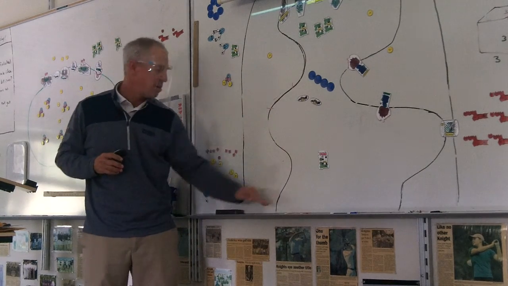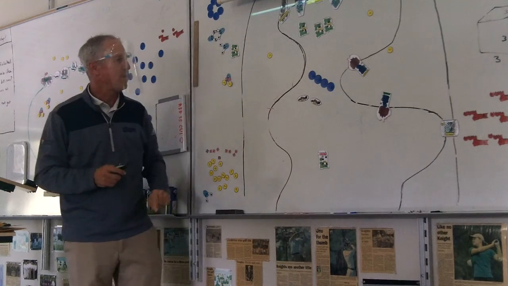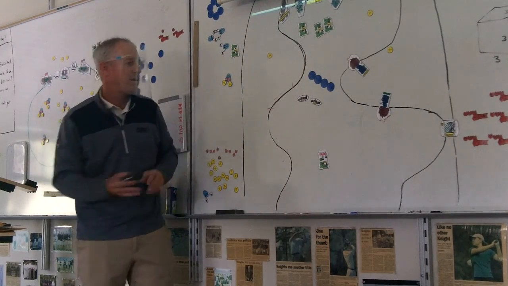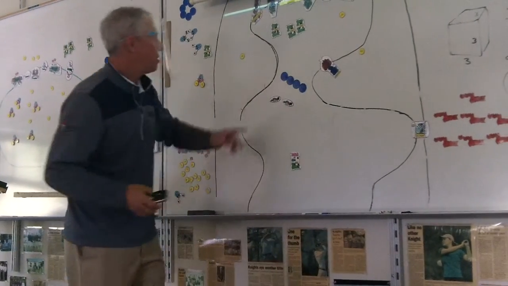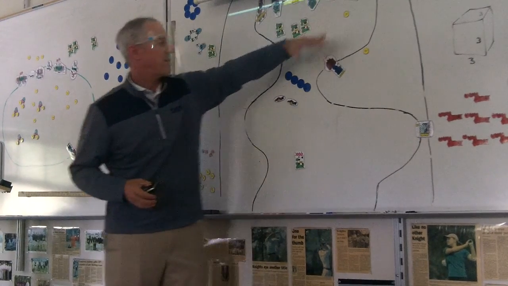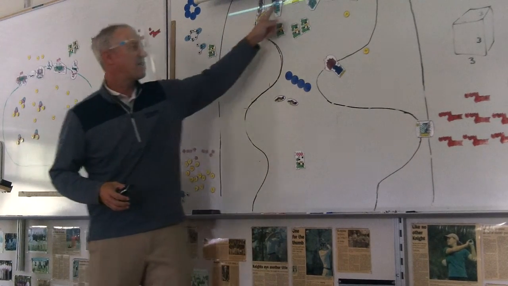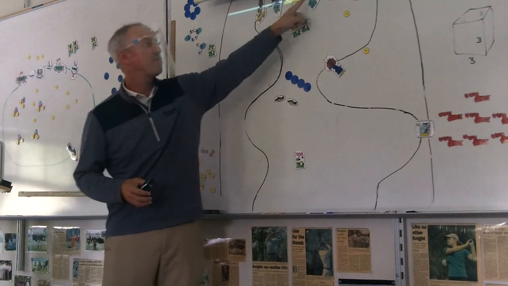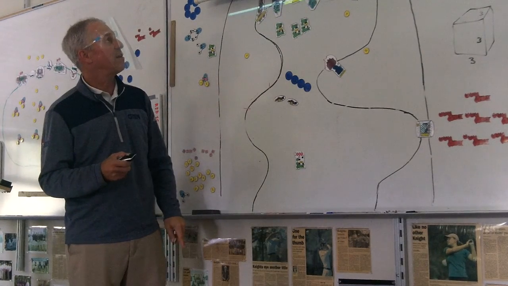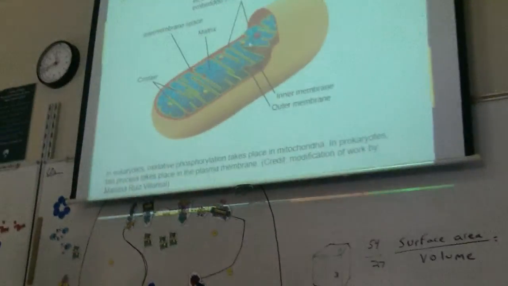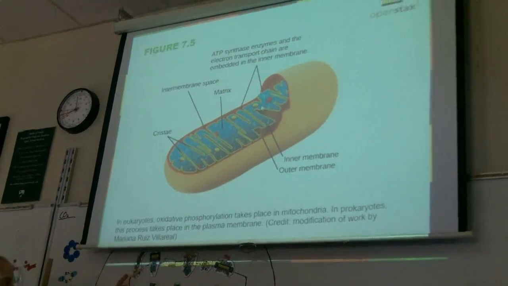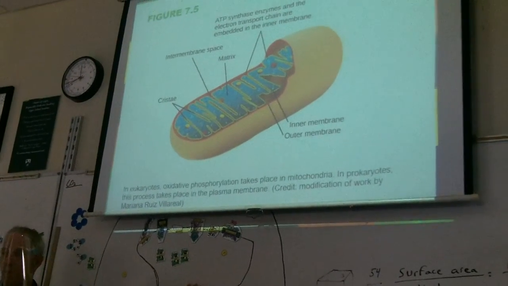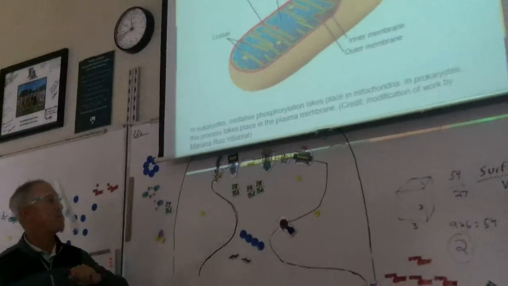What are the folds called? Cristae. What do the folds do? They increase the surface area, so you can fit more of these proteins on the inner membrane. These proteins are called the electron transport chain proteins, and they line the inner membrane here. That's why it's highly folded, so you can fit more of these proteins, and that's where the electrons are going to be transported along here so we can make ATP. The whole purpose of the mitochondrion is to make ATP.